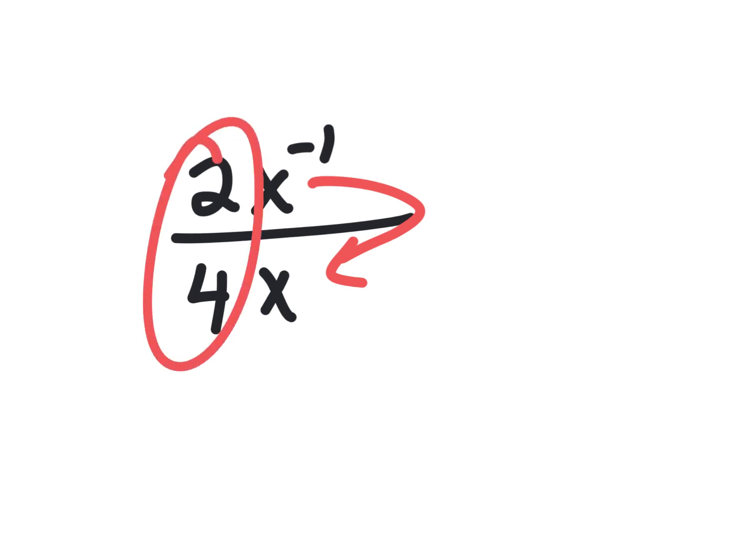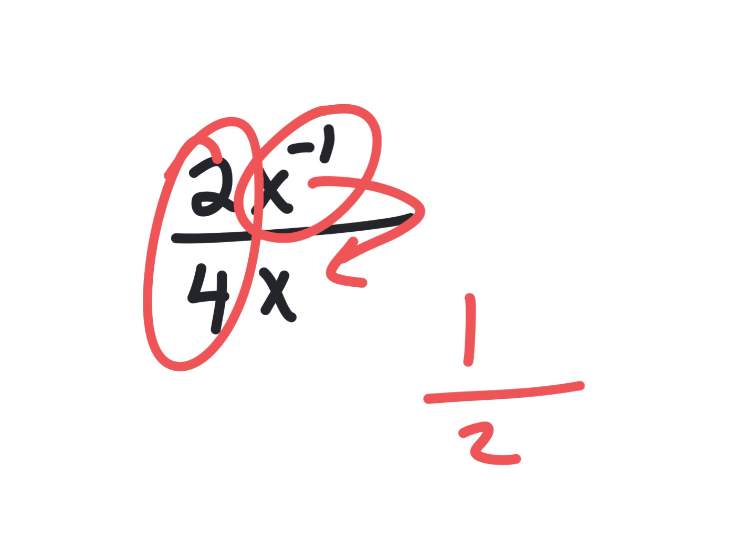Well, the 2/4 would be reduced to 1 over 2, and then these guys were unhappy where they were. They go down and join these guys, and that's a whole bunch of happy, as in the power is positive, x's, x squared. Raise your hand if you had that one right. Okay, cool.